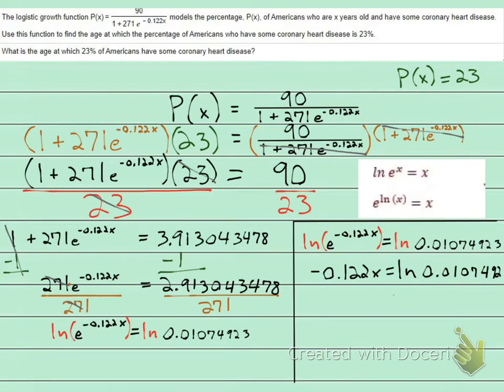Let me put that property for you right up here. And you can see that it was this one right here. That's why we took the natural log, because I knew I could take that e from the exponent and bring it down to earth. All right, one more step to get my x by itself, and that is to divide. We're going to divide both sides by negative 0.122.